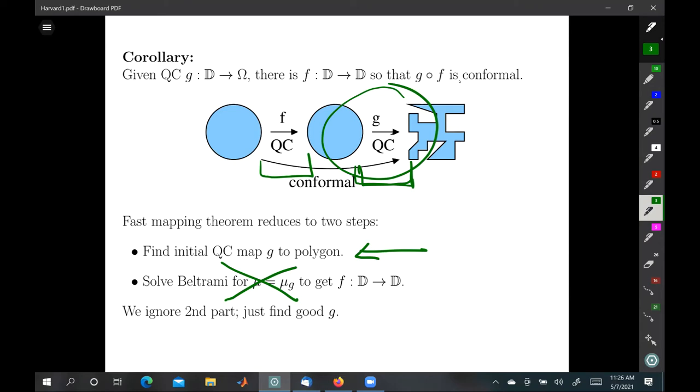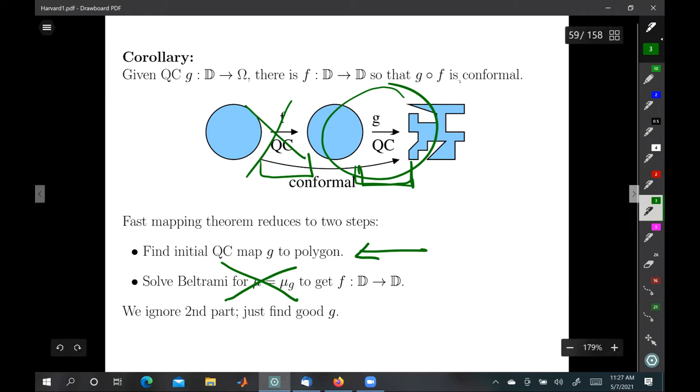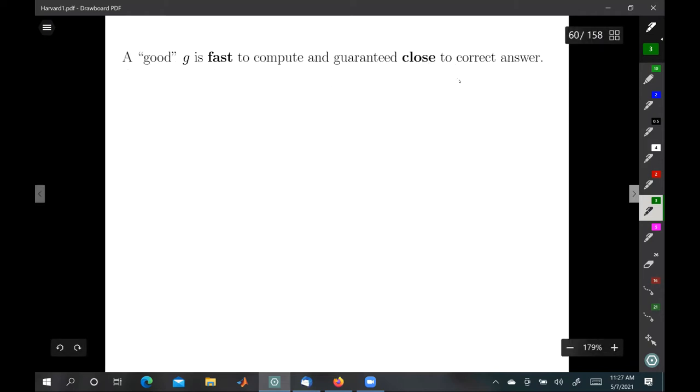And in fact, what I want to argue is that if you find a good enough G right off the bat, it might be good enough for what you want. Maybe you don't even have to bother with solving the differential equation. Maybe you could just get by and use the G. I think there are various applications where just having that map would be good enough. So a good G will be very fast to compute, and it will be guaranteed to be close to the correct answer, because when we apply Newton's method, we don't want to start very, very far from the correct answer. We want to start in a neighborhood where we're guaranteed to converge, and we can estimate the number of steps needed to converge.